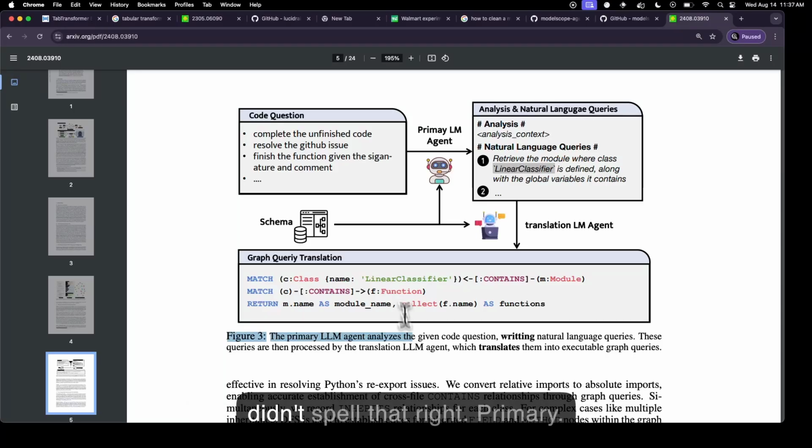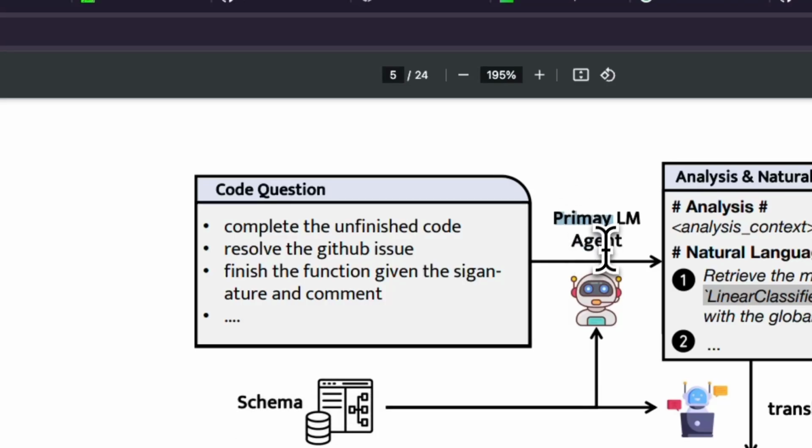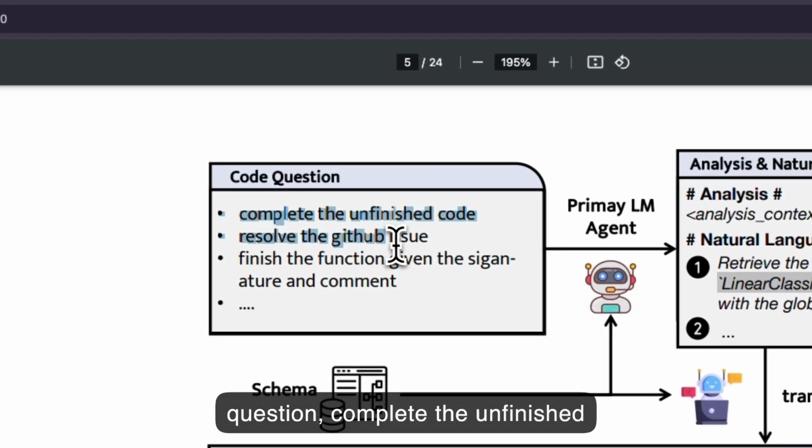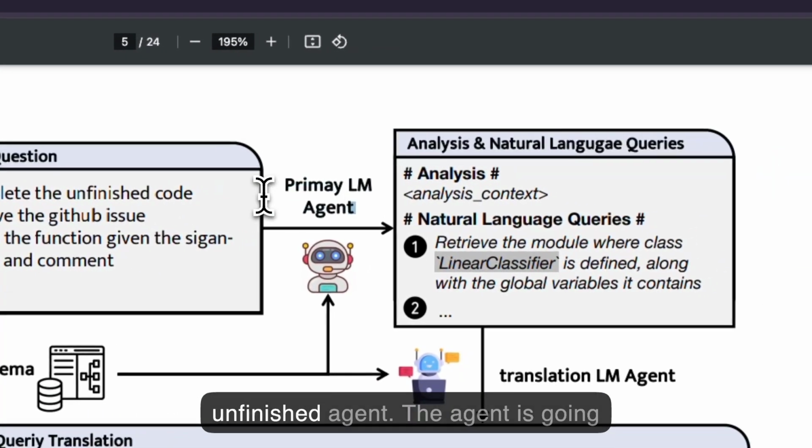Primary, they didn't spell that right. Primary. Code question, complete the unfinished code. They should have said complete the unfinished agent.